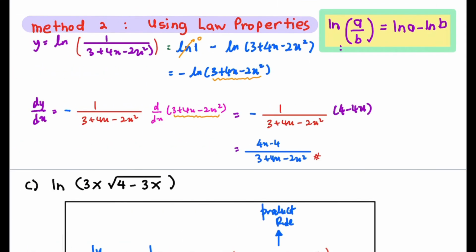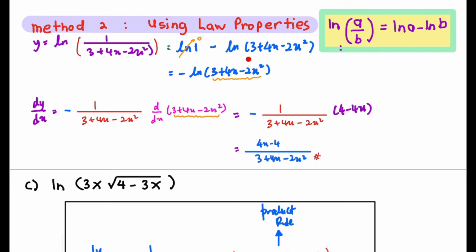So to solve using the second method, I really suggest you to use the law properties because this is very easy to solve. So let's do this. Now let's look at the law properties for ln A over B, since your question is ln of something over something. So you can open up using properties. This is just ln A minus ln B. So this is very easy to solve. Now let's adjust the question. ln A over B is just ln A minus ln B.